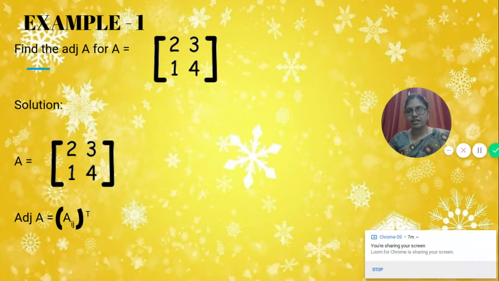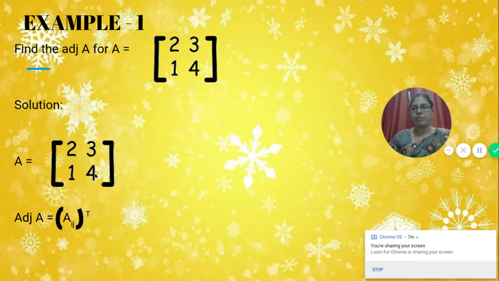You can apply this only for a 2 cross 2 matrix. It is not applicable for the higher order matrices. So, I'll tell you, the first step is to exchange the elements in the main diagonal. These are the elements in the main diagonal, 2 and 4.